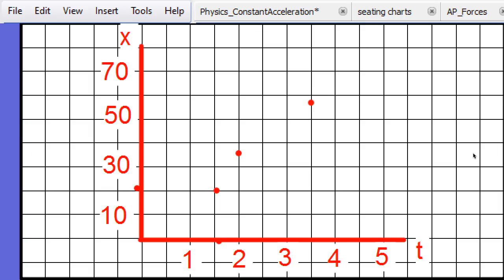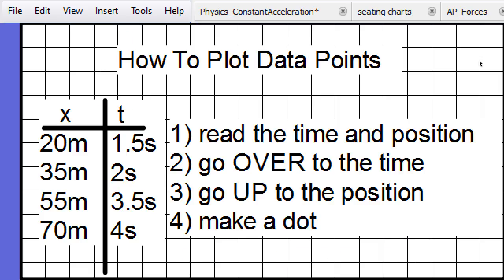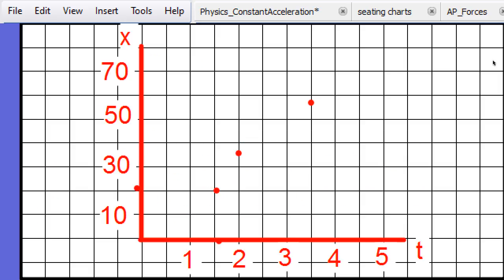Oh well, close enough. And last, 4 seconds and 70 meters. All right, so over to the 4 line, up to the 70 line, and make a dot. And there I go. I have my data points plotted.